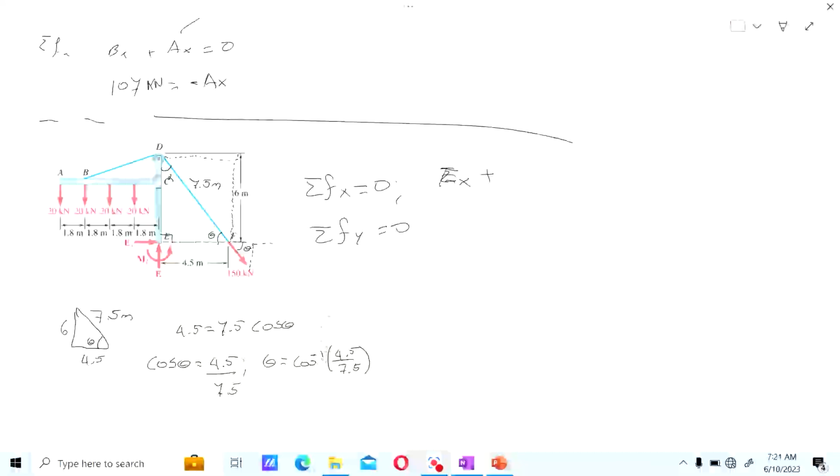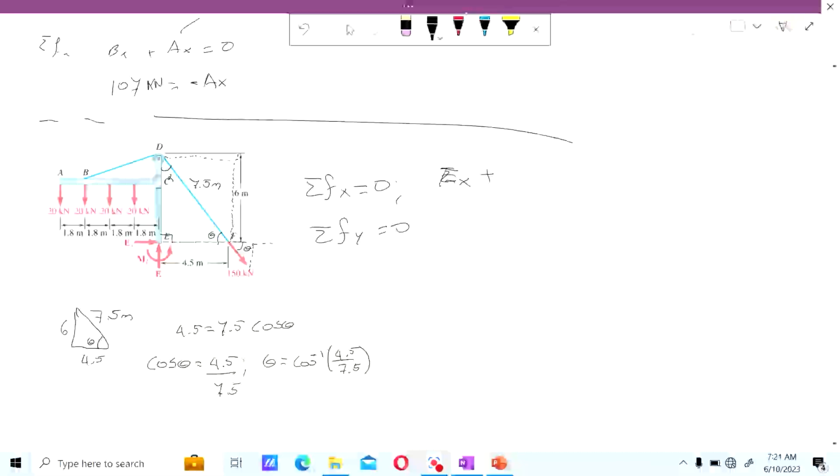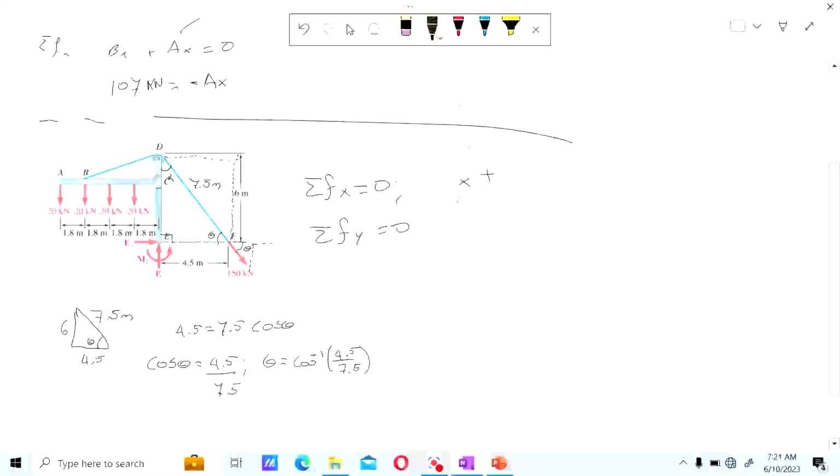Okay, so let's go ahead and do the summation of forces. So this right here, let's fix it. This is EX, which is going in X. And this is, let's say, plus, even though one of them is going to have to be negative, probably EX. So EX plus this force right here in X, which is 150 times cosine of theta. But notice that cosine of theta is 4.5 divided by 7.5. So this is equal to 0, but this is also equal to EX plus 150 times 4.5 divided by 7.5. It's equal to 0. That way we don't have to compute the cosine inverse of all that.